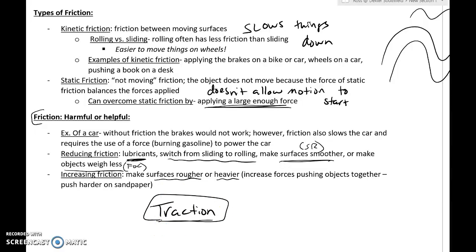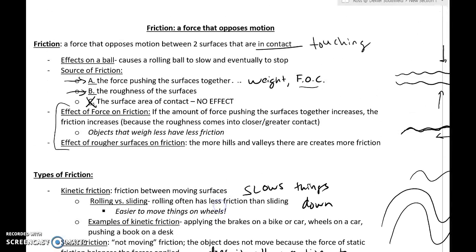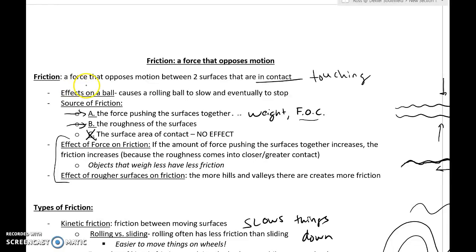So that's a quick review of those notes. Really, when we're talking about friction and the friction lab, this is the key part up in here, and understanding why force of contact and surface roughness has an effect, but surface area does not.